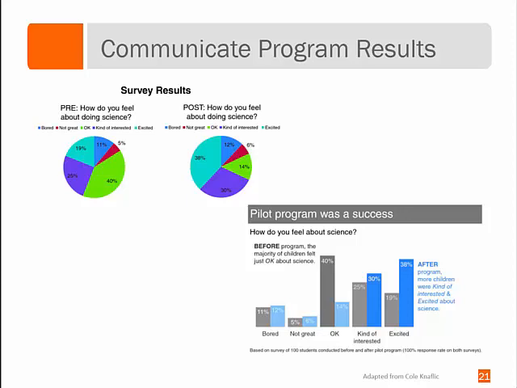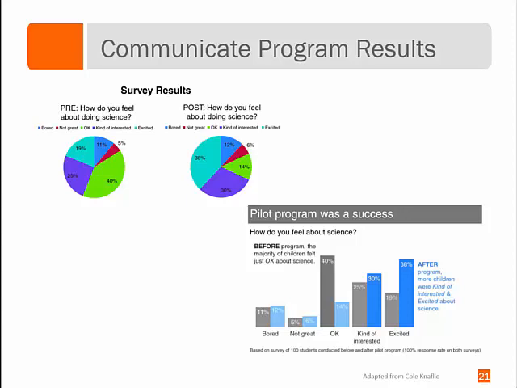Now, a little bit different context of communicating program results. So this is an example of how we might communicate the results of a particular program. So this might be a program about introducing science to different education levels or classes, introducing it to kids. So we start off with the visualization in the top left there. We surveyed kids before a particular program. How do you feel about doing science? And we see different responses.